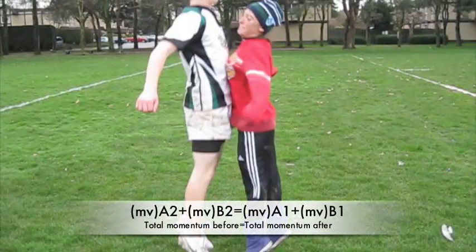Conservation of momentum states that the momentum of objects in a closed, isolated system is conserved, which means it doesn't change. The final momentum of the first object plus the final momentum of the second object equals the initial momentum of the first object plus the initial momentum of the second object, where mv(b2) is the momentum of object B after collision. Total momentum after equals total momentum before.